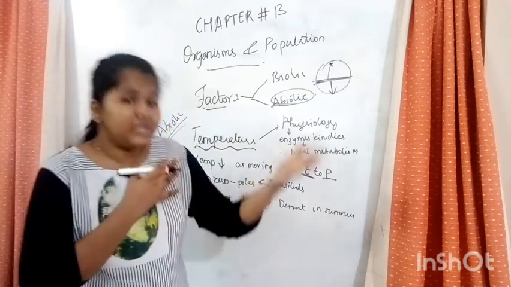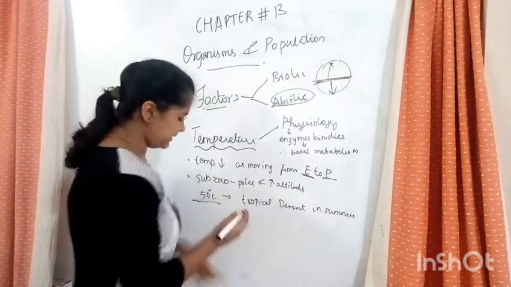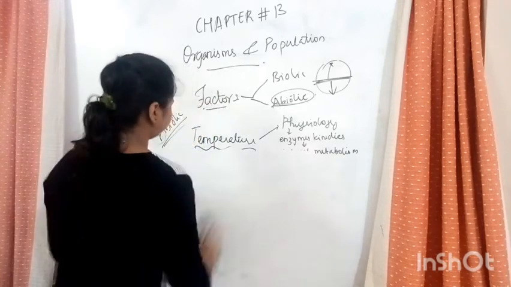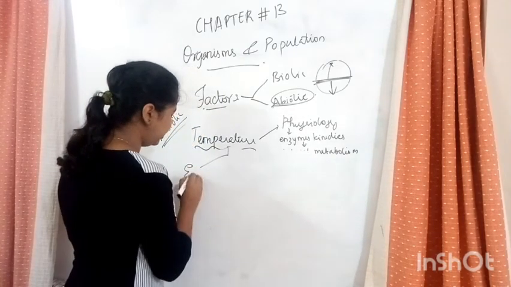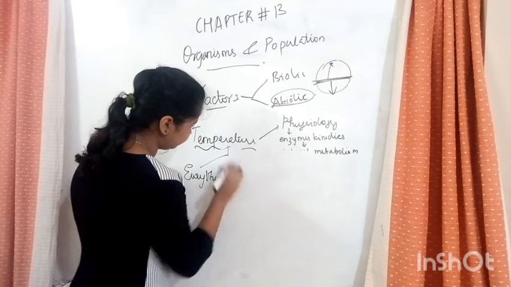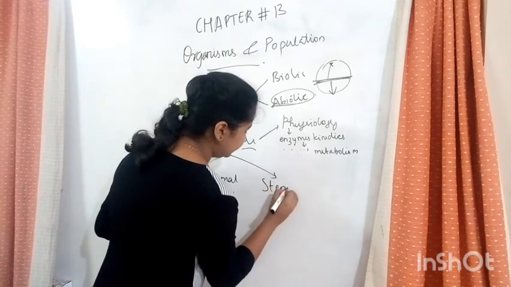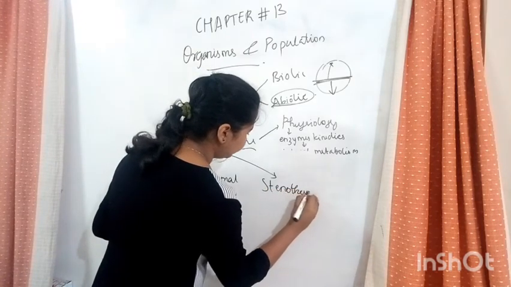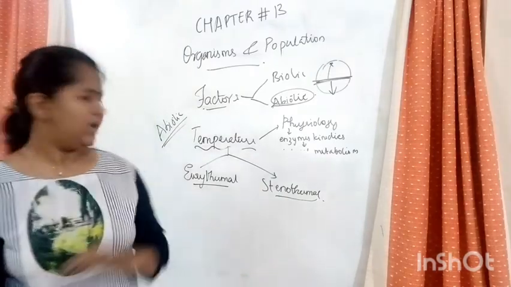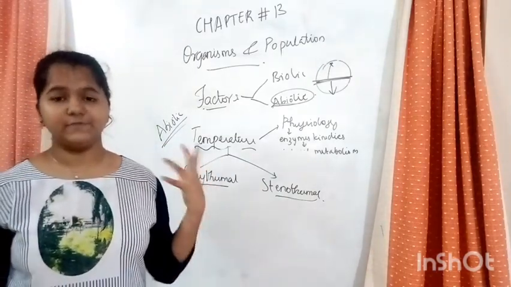Organisms that can adjust to various temperatures. There are two of them. The first one is eurythermal. The second one is stenothermal. So what is the difference between eurythermal and stenothermal? Eurythermal organisms can adapt or adjust to a wide range of temperatures.